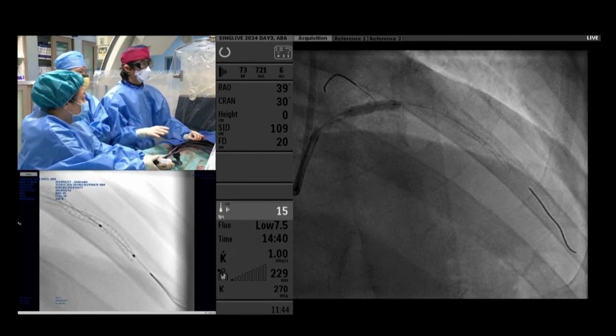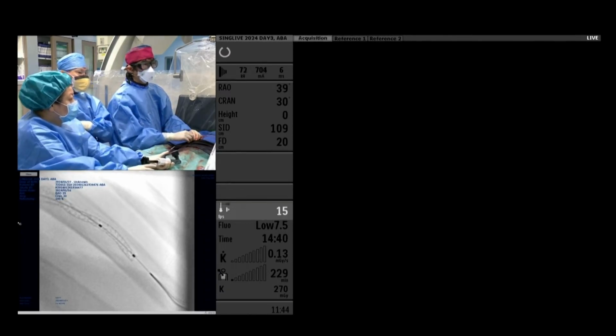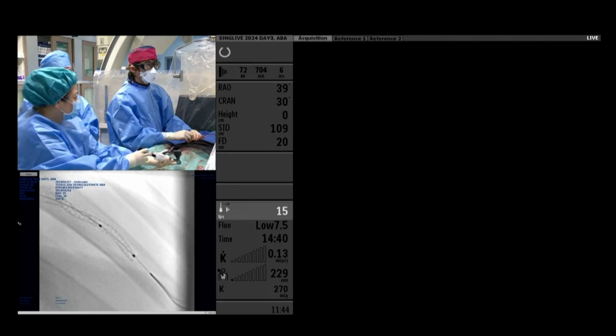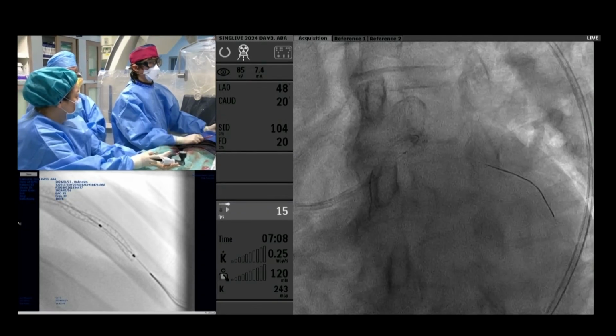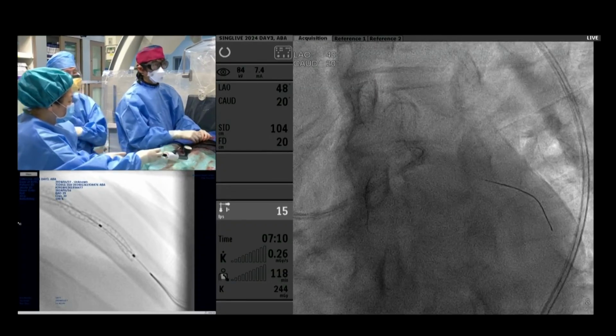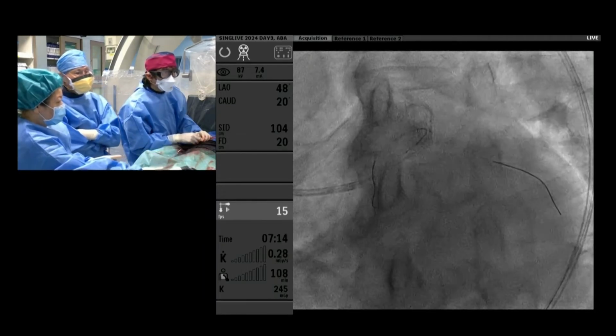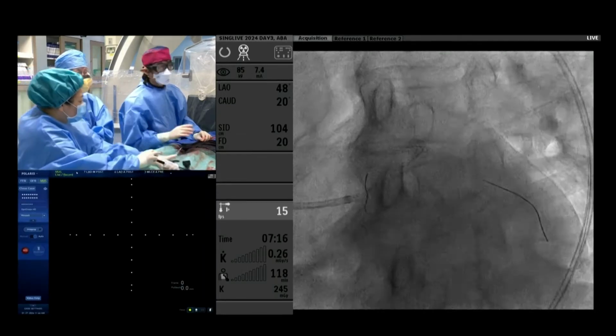So based on IVUS, how big is the vessel and how big do you plan to go? The left main is about 5, maybe a bit more. LAD actually is more than 4. So I think 3.5 is a reasonable number. We'll see on the IVUS how the expansion is. If the lumen is adequate, I don't think we need to go to 4. There's always a risk of perforation.